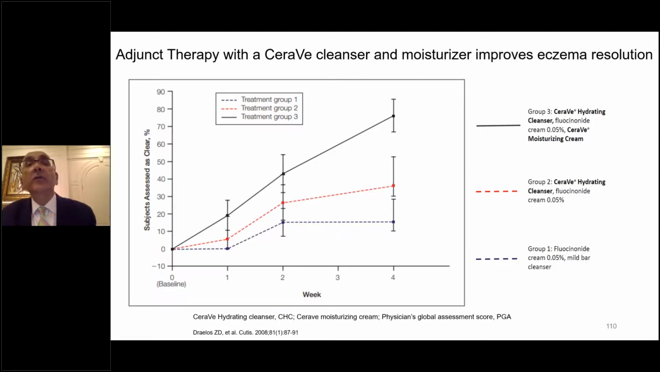But one thing that's really interesting is when you look at the difference between group 2 and group 3, and group 2 just used the hydrating cleanser, you see the difference. It's almost double. The people who got better, who got clear, went from 36% to 70-somewhat%. So basically, the use of the CeraVe moisturizing cream improves the results twice as well. So that's pretty interesting. It doubles it. So we didn't think of that before.